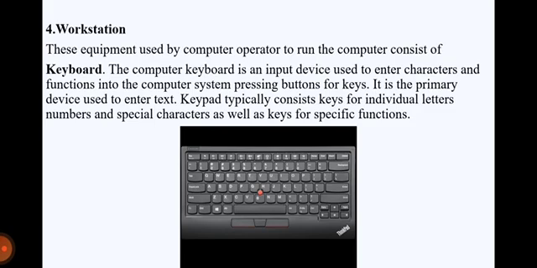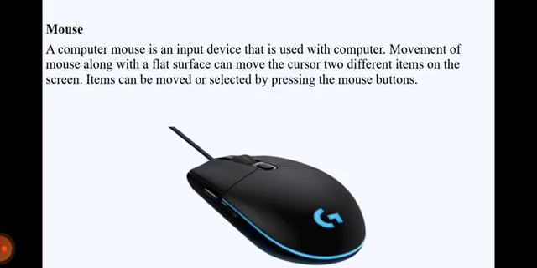These are equipments used by computer operator to run the computer, consisting of keyboard. The computer keyboard is an input device used to enter characters and functions into the computer system. Pressing button for keys. It is a primary device used to enter text. Keypad typically consists of individual letters, numbers and special characters as well as keys for specific functions.